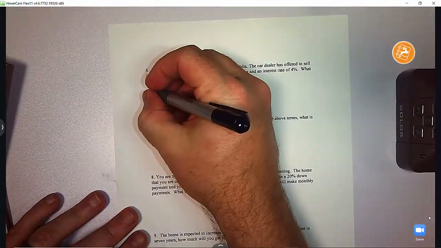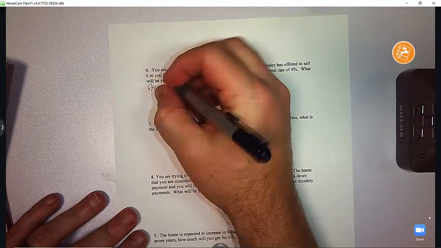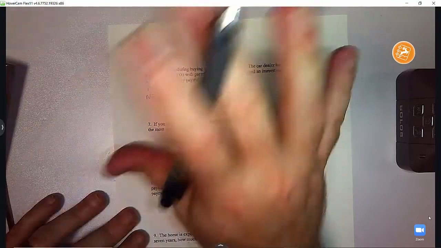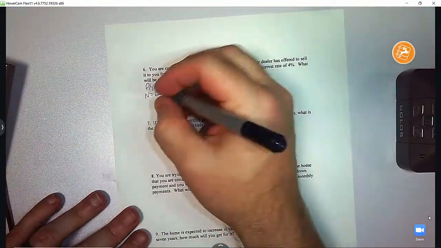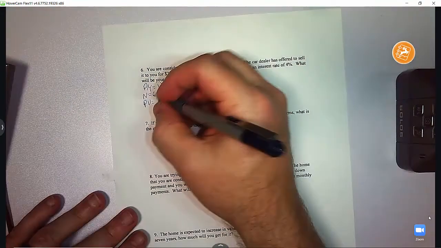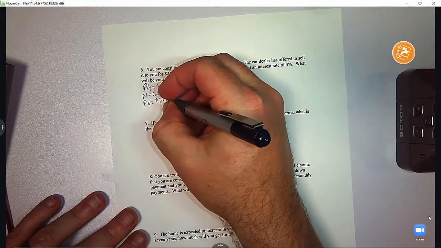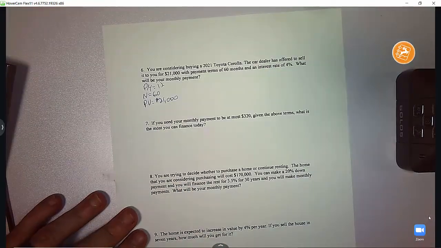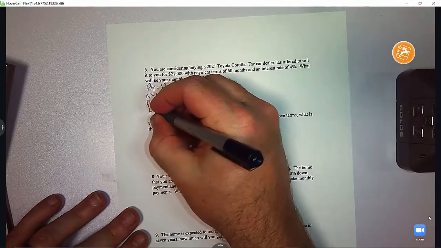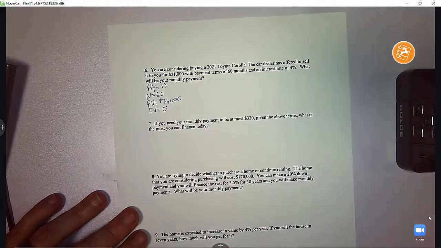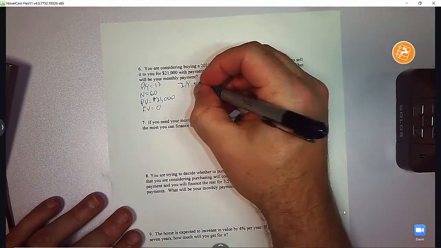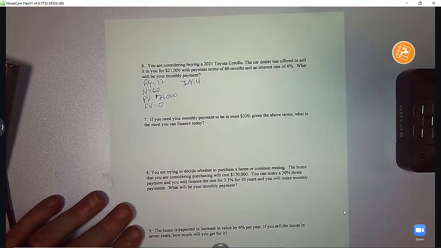So my payments per year are going to switch from 1 to 12. My N is going to be equal to 60, so five years. My present value is positive cash flow. I'm going to get $21,000 from that loan today. My future value is 0 because it's going to pay off in those 5 years, so there's not going to be anything left. So my interest rate is going to be 4%. And so I need to solve for the payment.